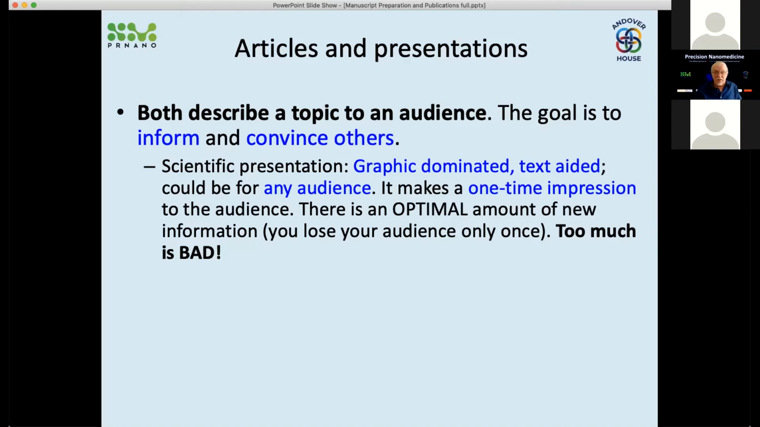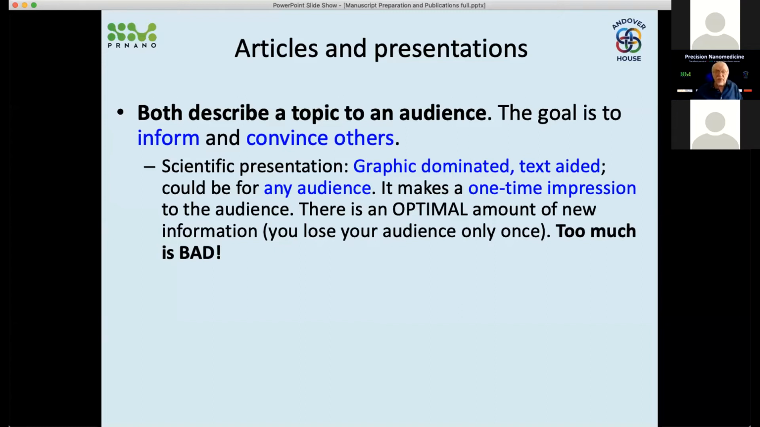I'd like to point out this is not about telling what I'm doing, it's about the audience. Both of them, articles and presentations, are about the audience. A scientific presentation, we are not going to detail it today. This is usually graphic dominated and text aided, and could be for any audience. You never exactly know who is your audience, especially in scientific meetings. You go in the room, which is usually half full. Some people stay there, other people are coming in, and you have no idea who exactly is there.